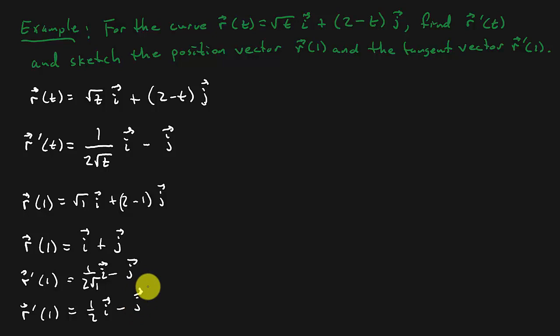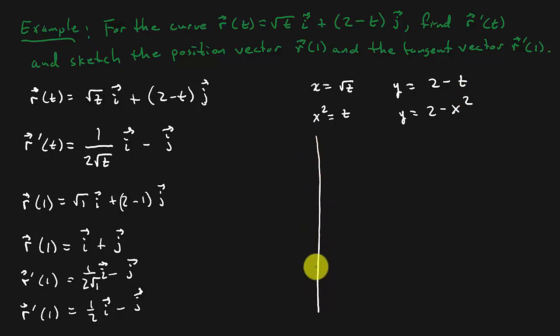All right. So now let's sketch the curve, and let's sketch the position vector r of 1 and the tangent vector r prime of 1. From this r, we can see that x is equal to the square root of t and y is equal to 2 minus t. So if we square both sides, that gives us x squared equals t. So we can write y equals 2 minus x squared. And you can see this is just a parabola.